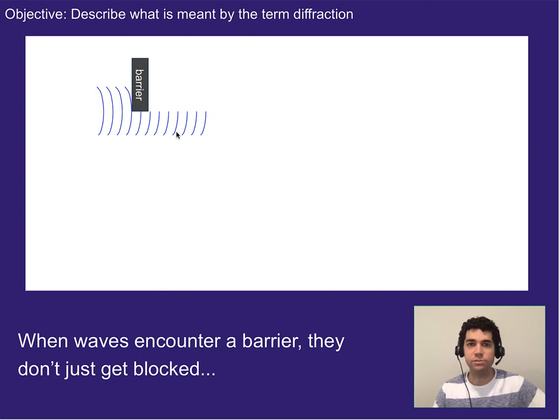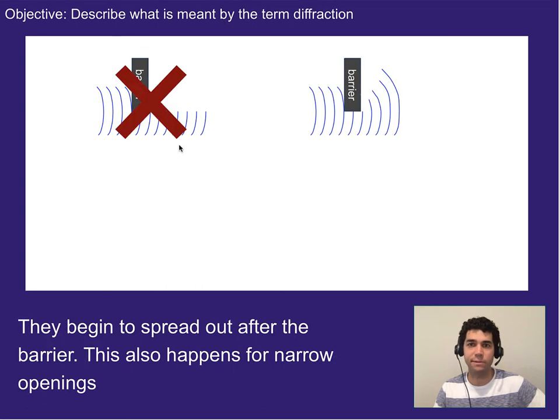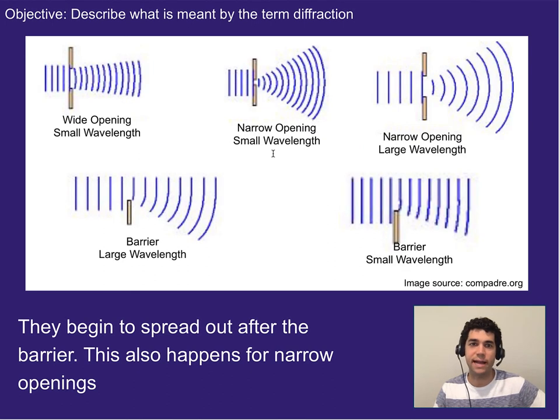But with waves, they do something different. Not all the time, but many of the times. So that's not what happens. What happens is they begin to spread out again behind the barrier. So there isn't quite that same protected area. Maybe a little bit. Maybe it's not quite as big of waves right here, etc. But the waves will begin to spread out after passing a barrier. But this also happens after passing openings.